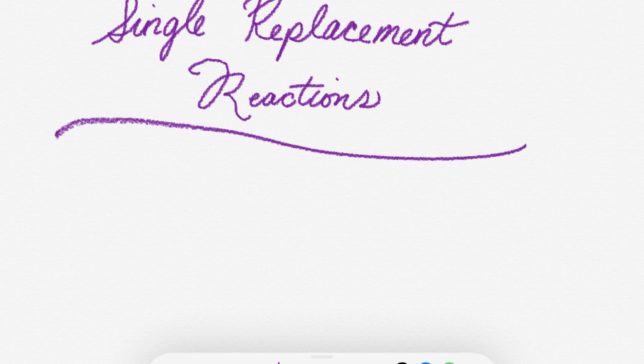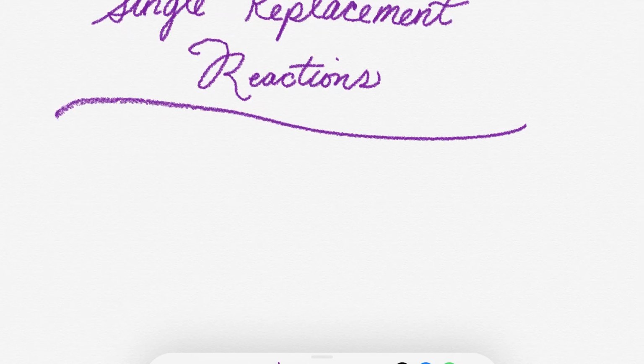These are very, very simple reactions. So in a single replacement reaction, all of them are going to look something like this, okay? I'm going to use some different colors here. Hopefully this will help you to process what we're talking about.